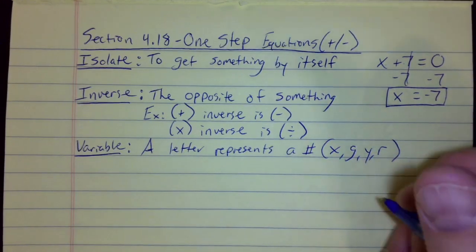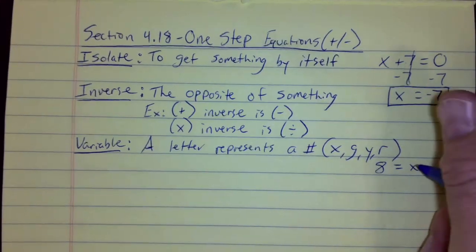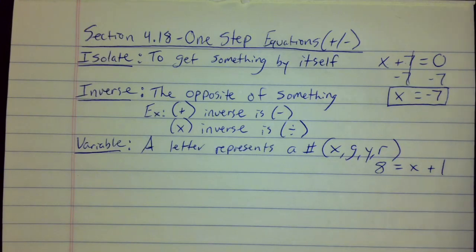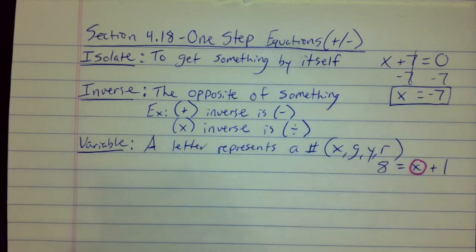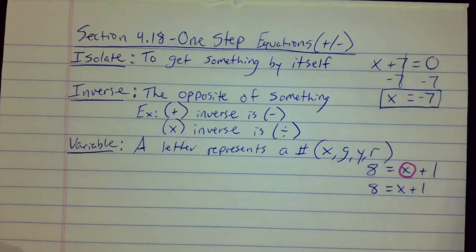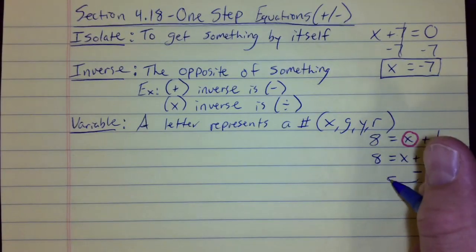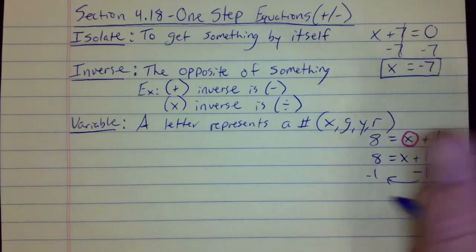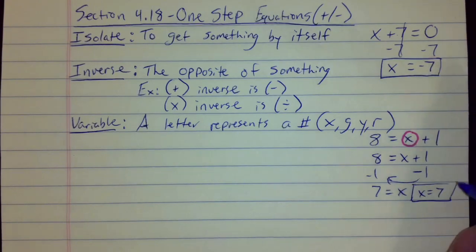So when we look at isolating, for example, just go and write 8 equals x plus 1. So our goal today is to isolate this variable right here, x. So what we do is we just rewrite it. X plus 1 equals 8. And what we need to do is use the inverse of addition. We just use subtraction, and whatever we do to one side must do to the other. So 8 minus 1, that gives you 7, and x equals 7.